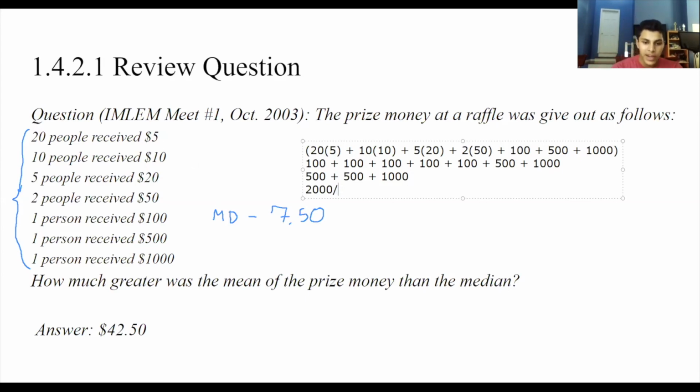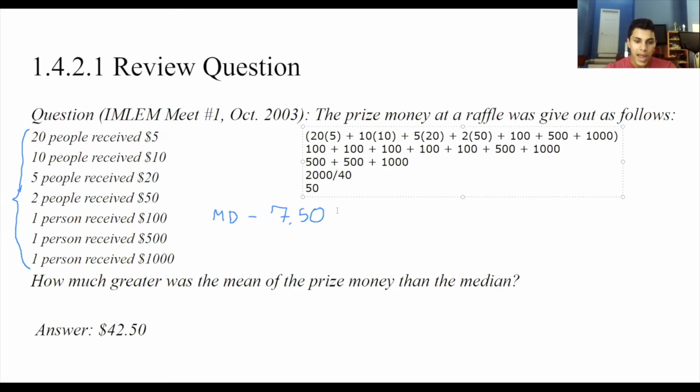And then if you divide that by the amount of terms, or the amount of pieces of data, which was 40, then that leaves us with 2,000 over 40, which is $50 on average per person. And so our average is 50, or our mean is 50. So I'm going to write AVG, that stands for average, is $50.